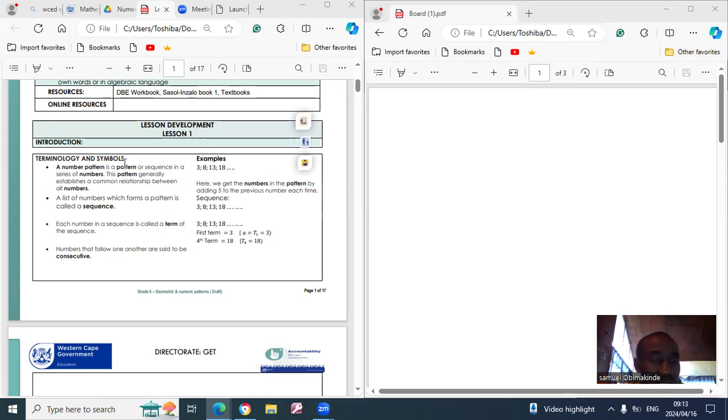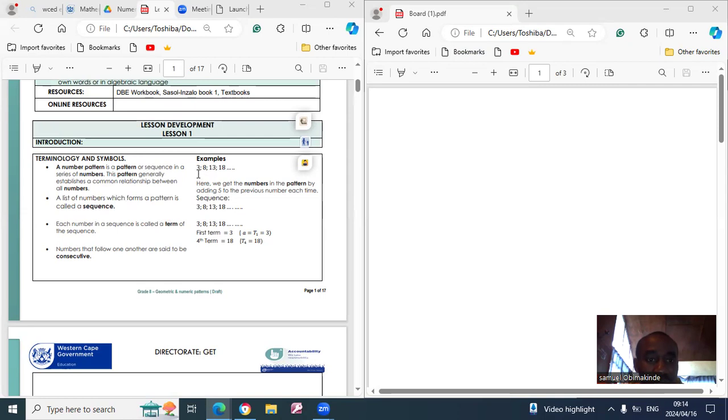So terminologies and symbols, that is the first thing we'll be looking at. A number pattern is a pattern or a sequence in a series of numbers. This pattern generally establishes a common relationship between all numbers. A list of numbers which forms a pattern is called a sequence. You can read all this for yourselves. It's self-explanatory. And here you have an example of this.